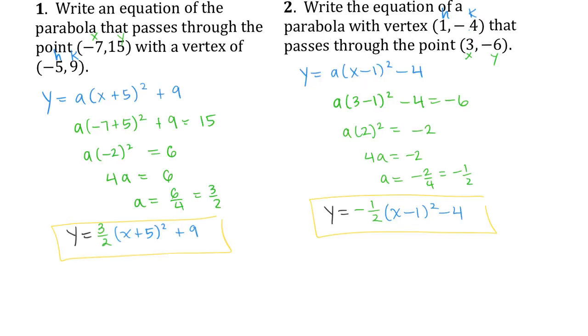Okay, but for number 1, I got a is 6 over 4, and I did simplify that to 3 halves, divided 2 on the top and bottom. So y equals 3 halves, parentheses x plus 5 squared plus 9. Okay, for the second one, I had a equals negative 2/4. I divided the top and bottom by 2 to make it negative 1/2. So y equals negative 1/2, parentheses x minus 1 squared minus 4.